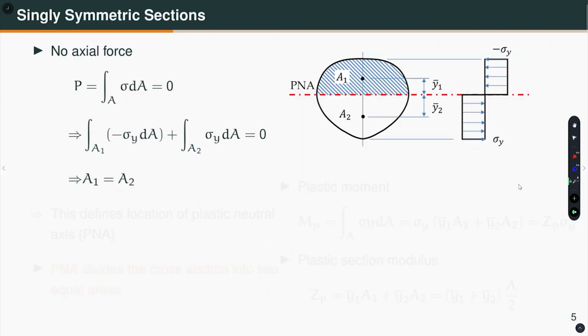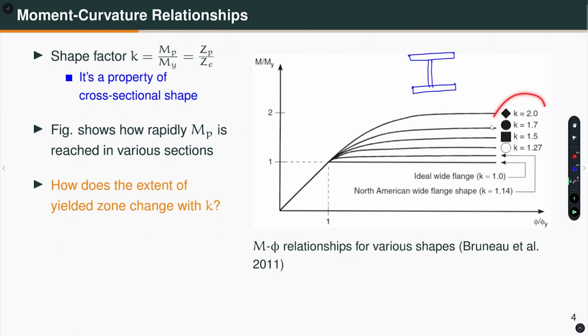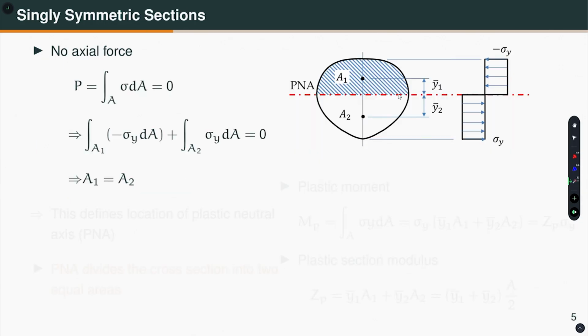Now let us talk about singly symmetric section. We have looked at a rectangular section which is doubly symmetric, and also some of the sections that I showed in the previous slide. These are all doubly symmetric. So, let us look at some singly symmetric section. I try to draw a shape which is rather arbitrary, but it has only one axis of symmetry, and that is this axis on which the load is being applied. Let us say this is my plastic neutral axis, and we are trying to locate the plastic neutral axis. How do I locate it?